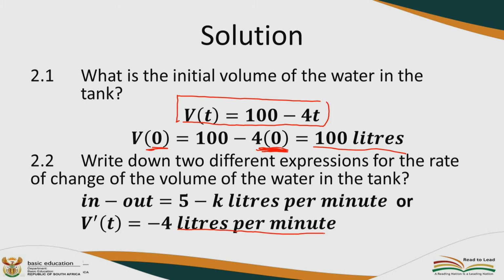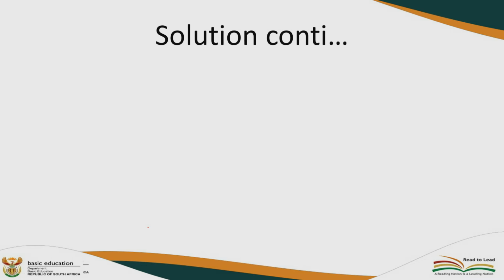Okay, so the two expressions that we got would be 5 minus K liters per minute. The other one will be -4 liters per minute. This -4 here tells us that the volume of the water that is in the tank will be decreasing by 4 liters every minute. That is what that negative sign is communicating to us. All right, so those are the two expressions for the rate of change of the volume of the water in the tank. So now let us look at the next question.